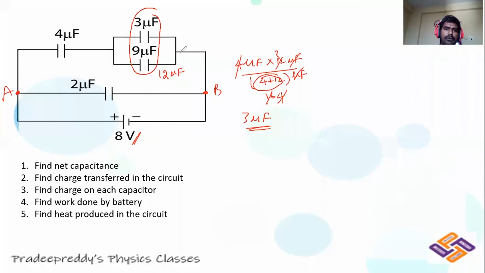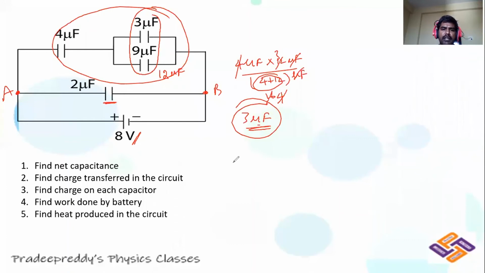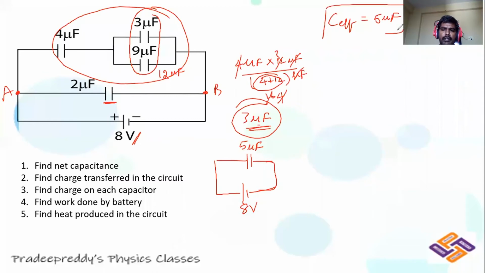So this total effective capacitance becomes 3 microfarad, and 3 microfarad is in parallel with 2 microfarad. So I can redraw the net circuit like this. 3 and 2 are combined in parallel, so finally it will become 5 microfarad, connected to the 8 volt battery, right? This is the effective capacitance. C effective, the total effective capacitance of the whole circuit, is 5 microfarad, right? That is the first question. I have calculated the net capacitance of the circuit.